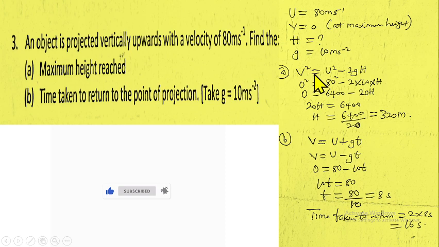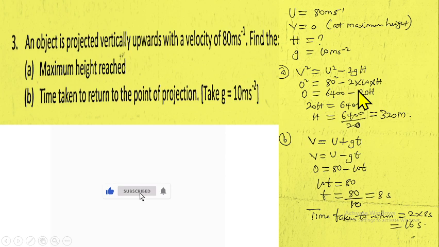We have v squared equals u squared plus 2gh. Why are we putting minus here? Because it is against gravity, so this one will change to minus. So final velocity is 0 squared equals initial velocity 80 squared minus 2 times g, which is 10, times h. So 80 squared is 6,400 minus 20h.